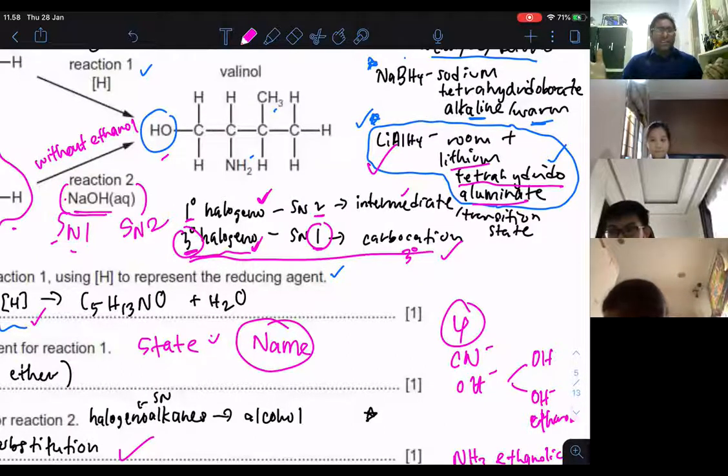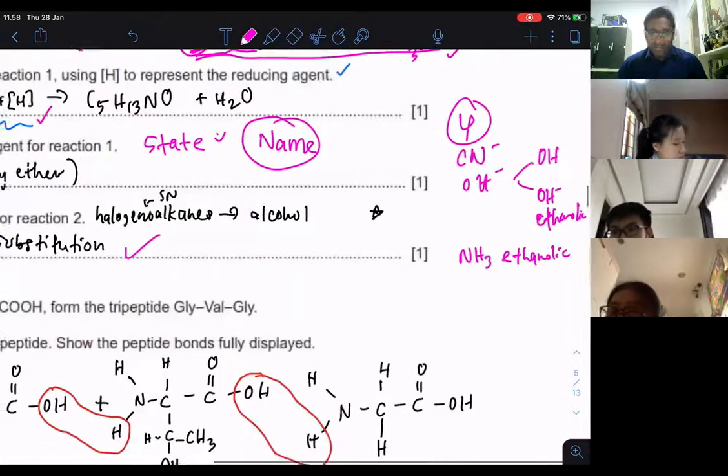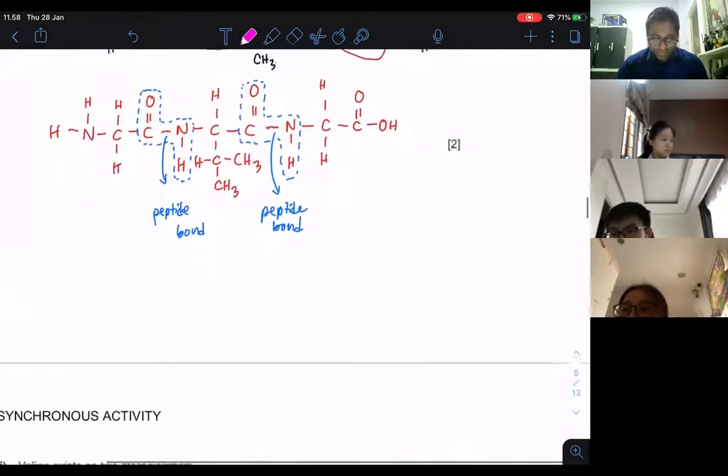So Sn2, what is Sn2 then? Sn2 must be something that does not involve carbocation formation. So it must be the formation of an intermediate or a transition state. So this one you need to take note of.